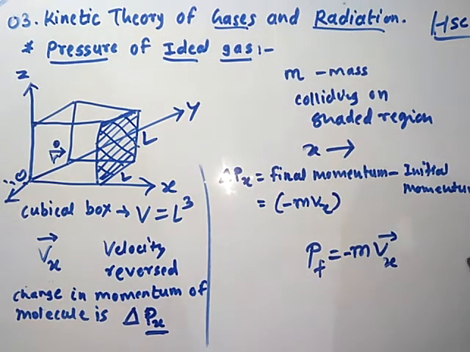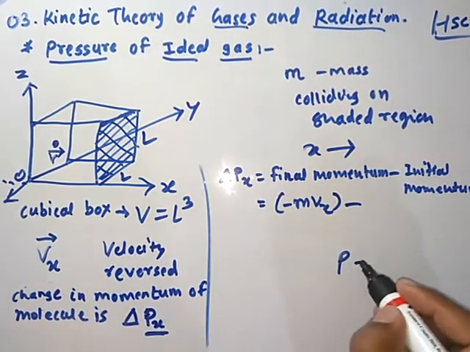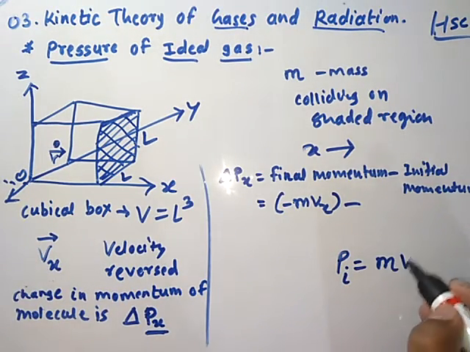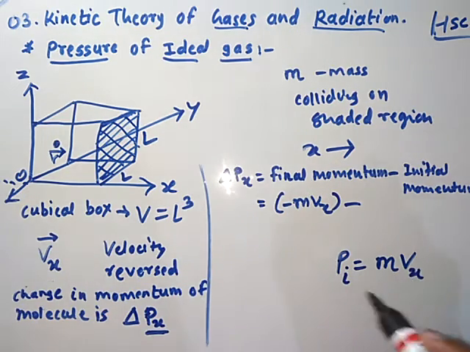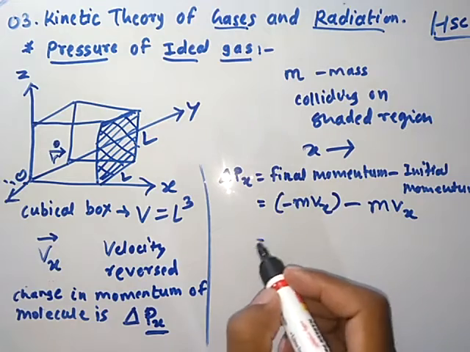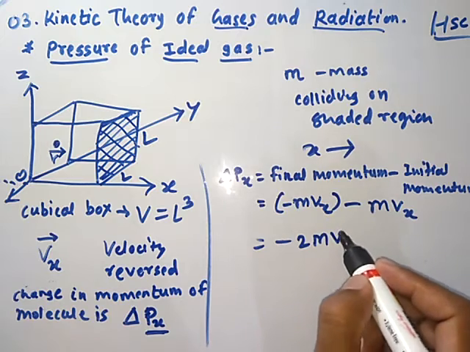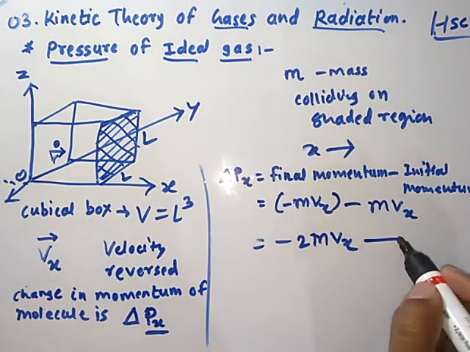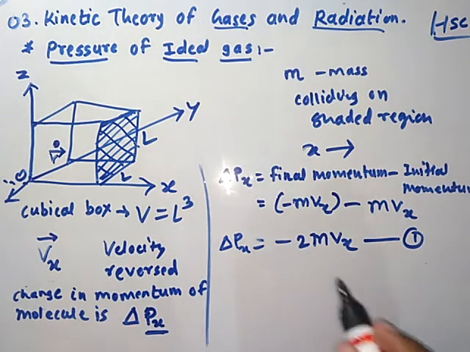Again minus the initial momentum. When the particle starts its motion from here, it has initial momentum p equal to mass times velocity, but the velocity is along the positive x-axis, so we have the initial momentum m vx. By solving this, negative negative addition, but the sign is negative, so minus 2 m vx. This is the first equation, and it is known as the change in momentum of that particle.